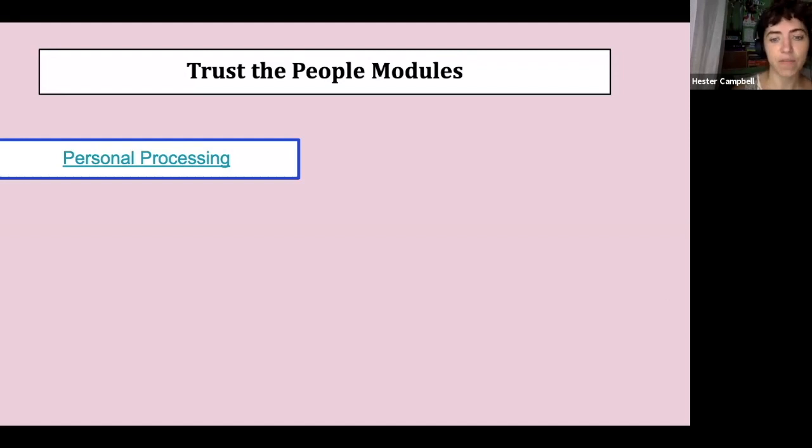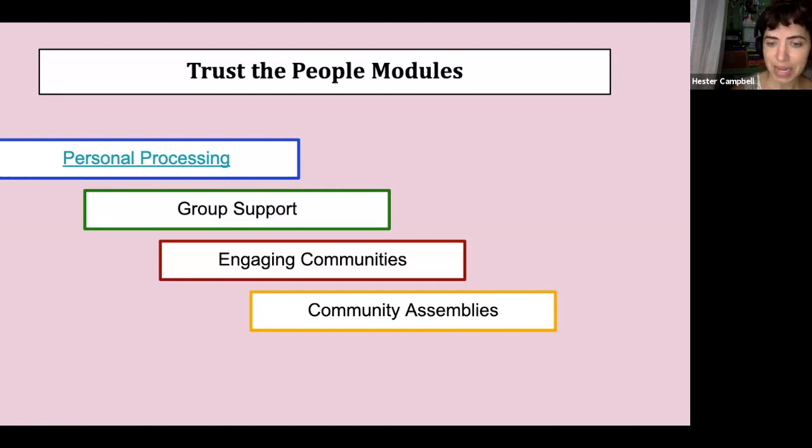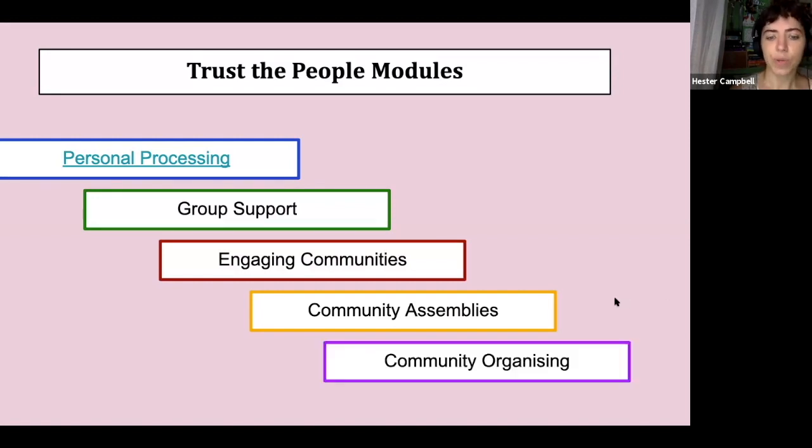It has 5 modules. So we're in the first module, personal processing. Then there's group support, engaging communities, community assemblies, and community organising. All of these modules are about trying to spread the knowledge and the skills needed to reclaim community power and rebuild a real democracy from the bottom upwards.